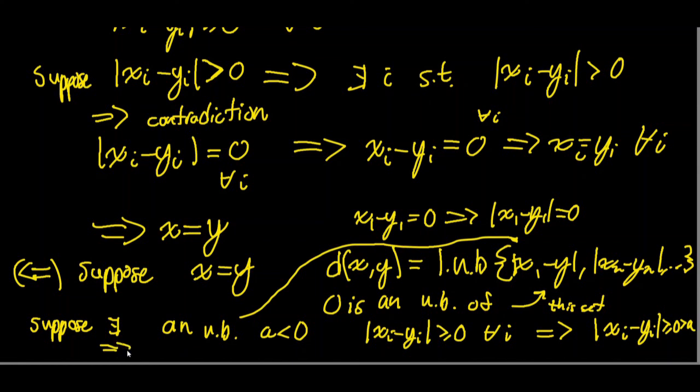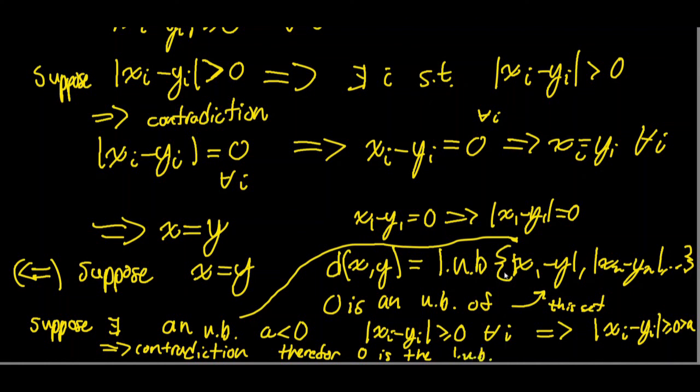So therefore, if we were to suppose that an upper bound exists that is smaller than 0, we would arrive at a contradiction, because we can't have any element that's bigger than an upper bound. So therefore, contradiction, we can't have an upper bound that is smaller than 0. Therefore, 0 is the least upper bound.